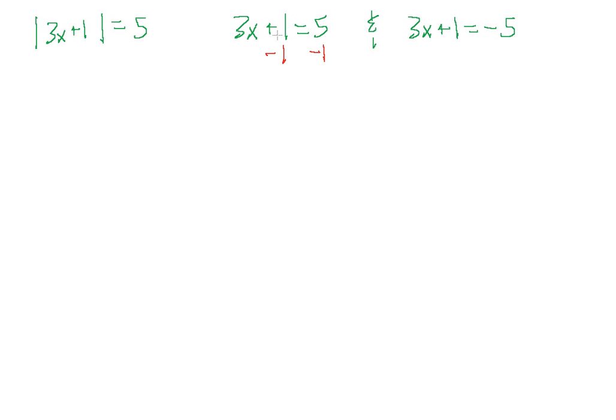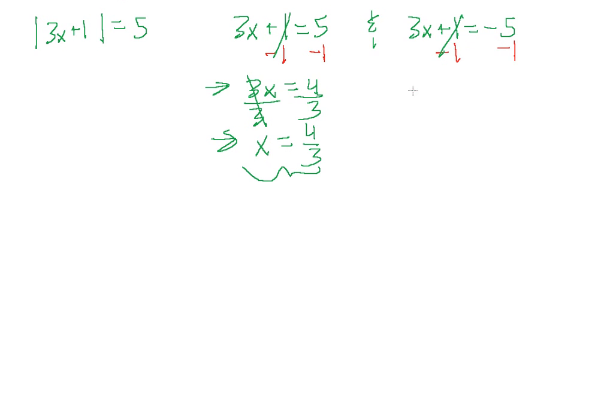So we're subtracting 1 from both sides, solving for x. So we have 3x equals 5 minus 1, which is 4. Let's divide both sides by 3. Those two terms cancel, so we have x is equal to 4 over 3. That's our first possible solution. Let's find the second one. So let's subtract 1 from both sides. Those two terms cancel, so we have 3x equals minus 5 minus 1, which is minus 6. We isolate our variable by dividing both sides by 3. So we have x is equal to minus 6 divided by 3, which is minus 2. That's our second possible solution.